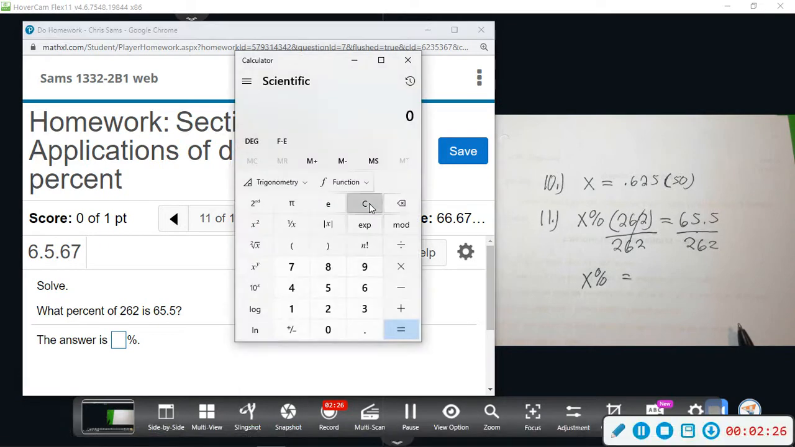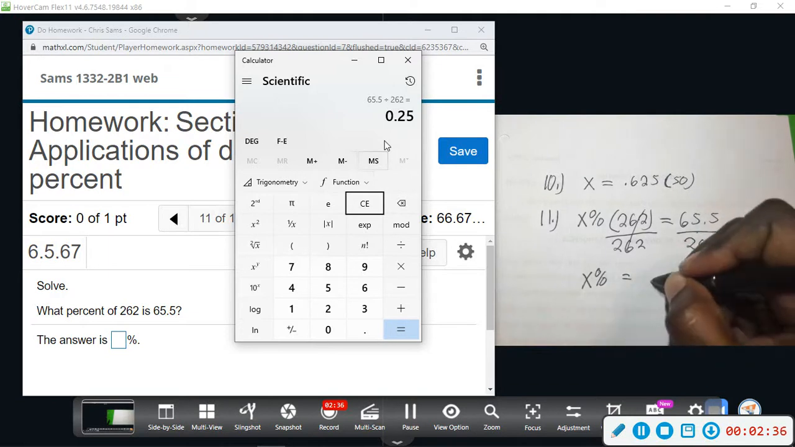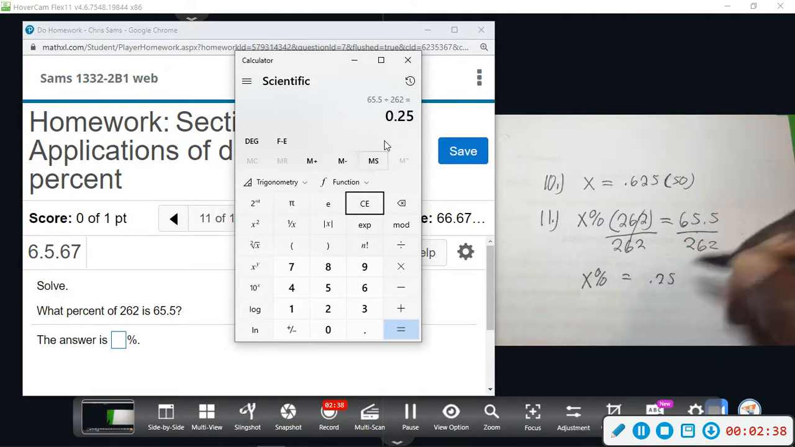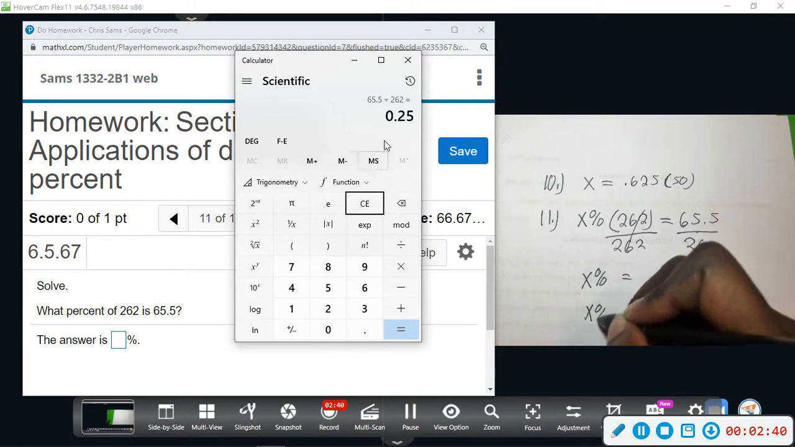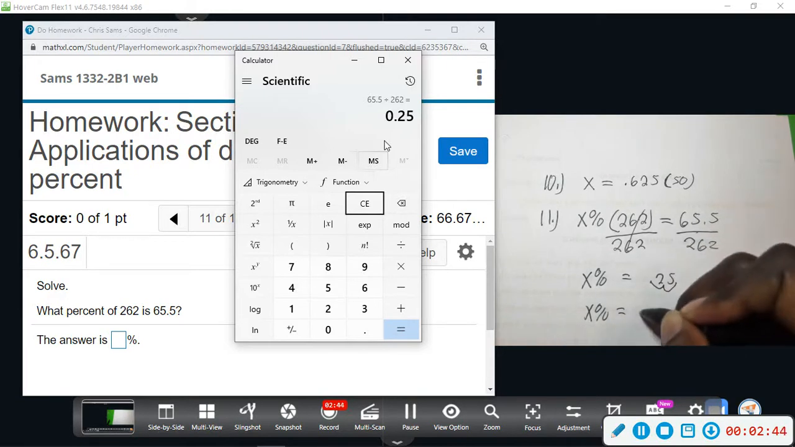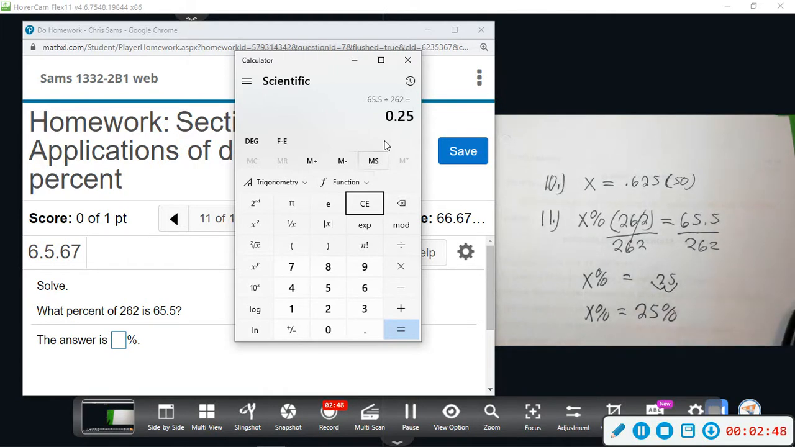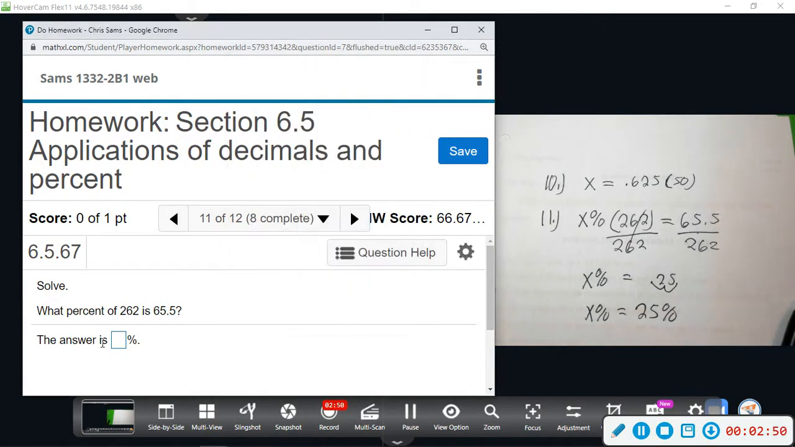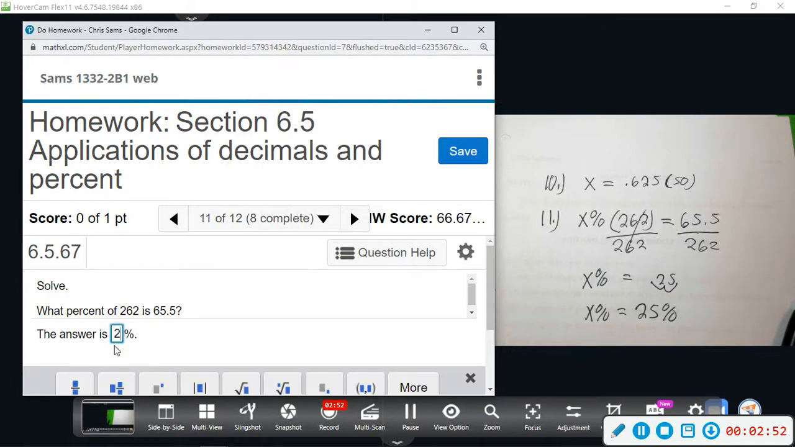So we have 65.5 divided by 262. All right, that gives us 0.25. That is the decimal. 0.25. All right, so X percent, when I go from decimal to percent, we got to go 2 times to the right. So that means 25%. So our answer here will be 25%.